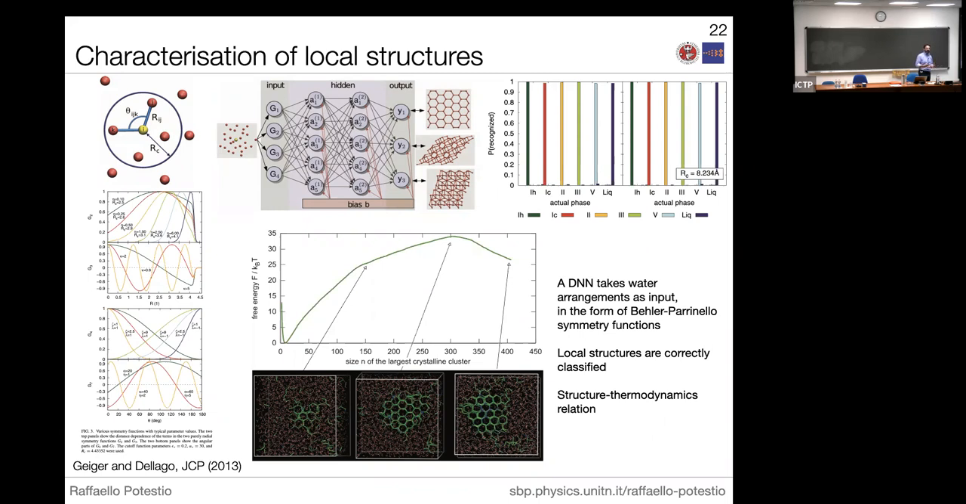In order to do that, you have to discriminate the phases because each of them has a different free energetic contribution, and the network allows you to classify the different structures locally and instantaneously just based on the structural information that you pass.